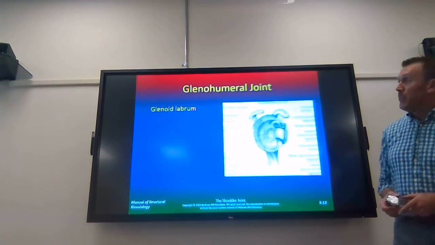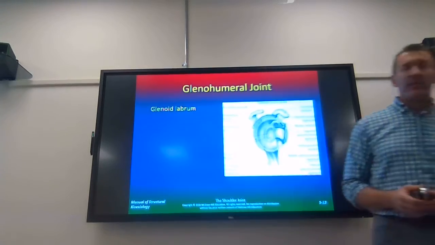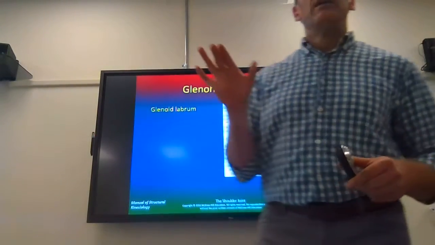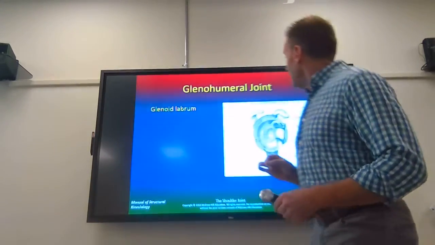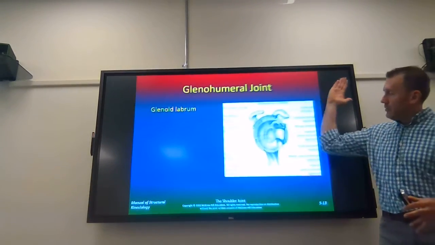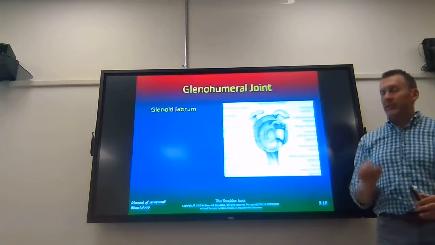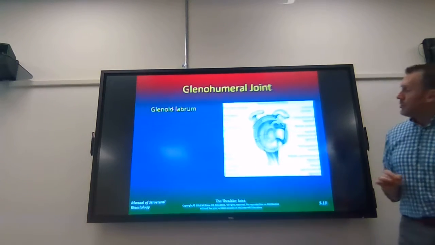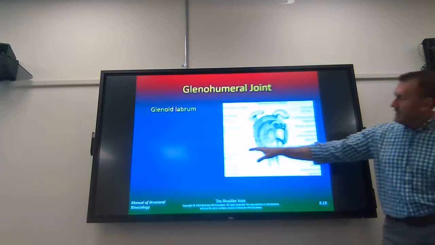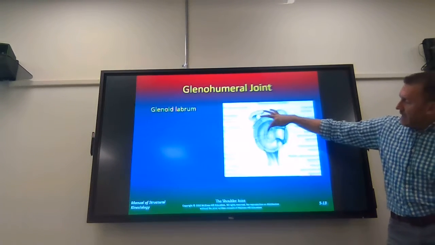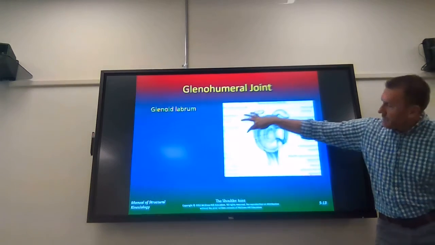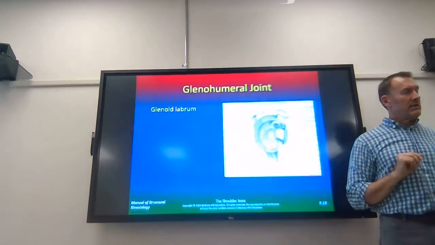Okay, so glenoid labrum. The glenoid labrum, this cartilaginous ring that surrounds the rim of the glenoid fossa. So here, if we were to take a cross section and peer inside the shoulder joint capsule, so we can see the labrum right here. So this is this cartilaginous ring that surrounds the glenoid fossa.